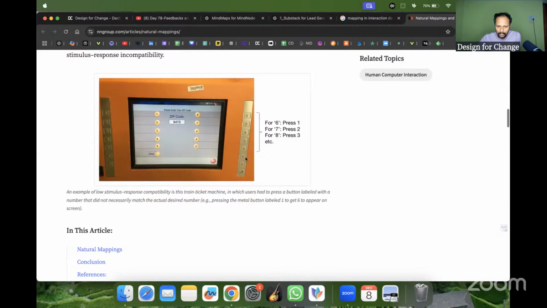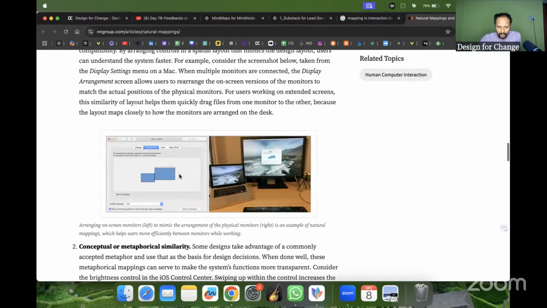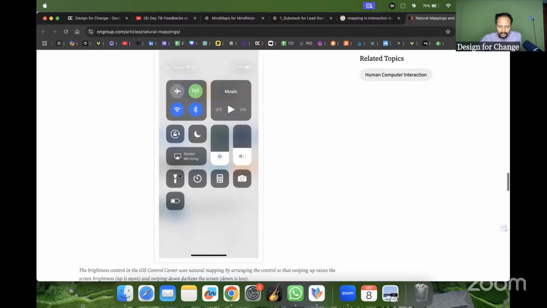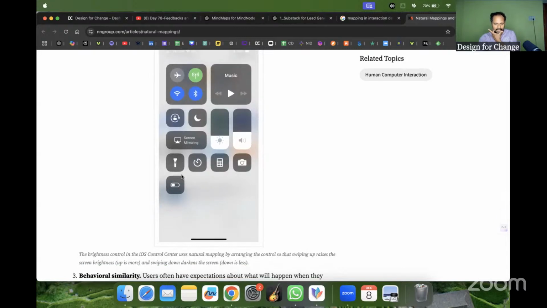Look at this. 1, 2, 3, 4, 5, 6, 7. Zip code. A good example I'll tell you is, guys, maybe this also is fine. The brightness control in iOS Control Center is a natural mapping.